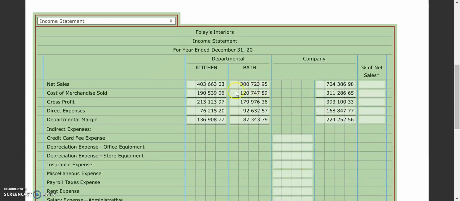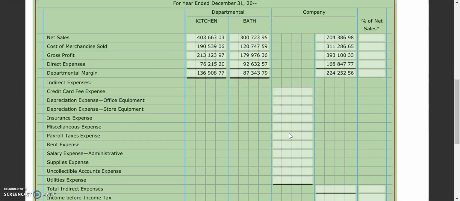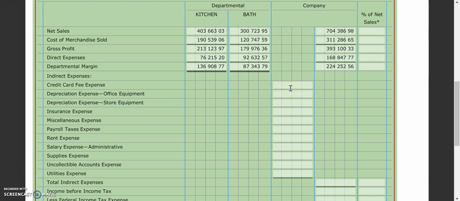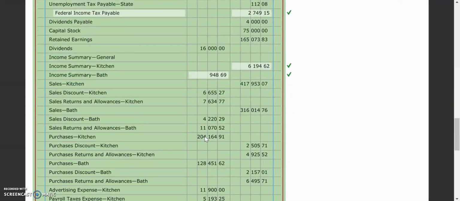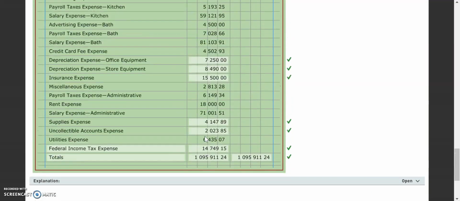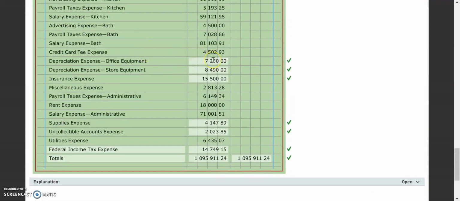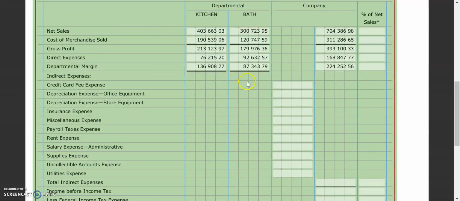So pretty straightforward. We're just copying our information from our departmental margin statement. That's where this information again is coming from. And then we need to go back to our 4-1 work together to get the rest of our expenses. Remember, these are all indirect expenses, ones that cannot be put specifically to a department. So we need to go back and get our credit card fee expense. And this again is coming from 4-1. So credit card fee expense was $4,502.93.